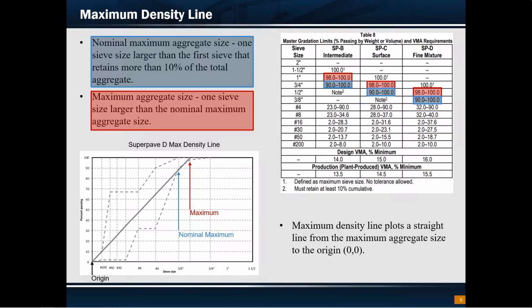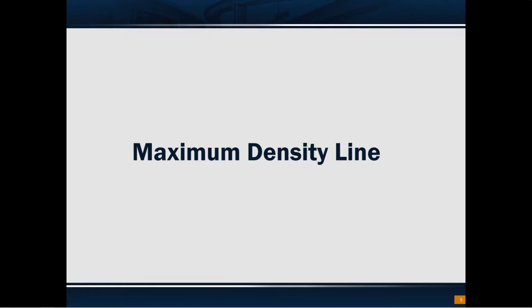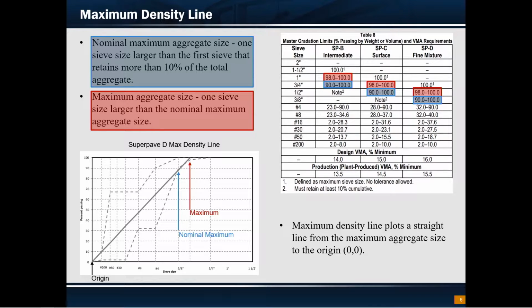So on the type C, the nominal max aggregate size is a 1/2 inch, right? That's correct. And so you can see the color codes there. Typically, more often than not. So if we go to the next slide.